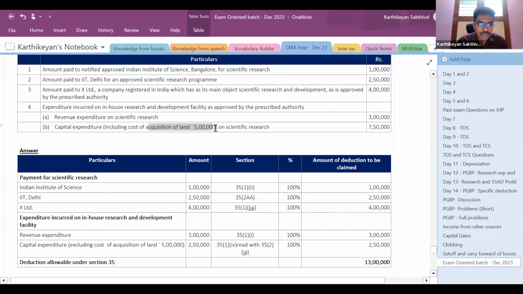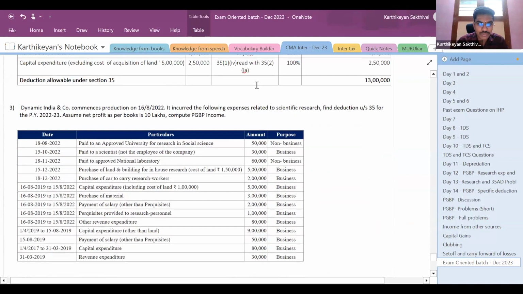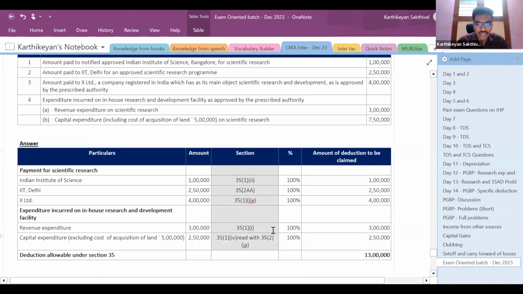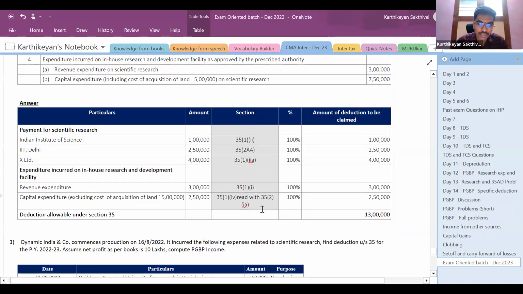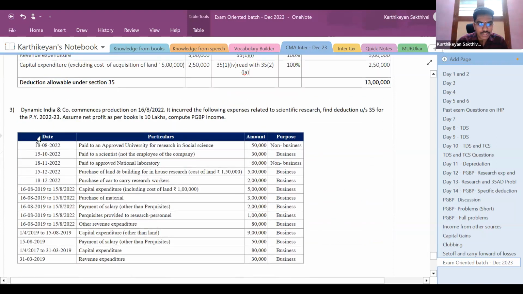Capital expenditure including cost of acquisition of land: the cost of acquisition of land cannot be claimed as deduction. Other than that, it will be 2.5 lakhs, so totally 13 lakhs, right? So this is one more question. If you remember, you just write it here. Don't try to remember these things; for this, it is not that important. Okay, so now we'll just go to the next question.